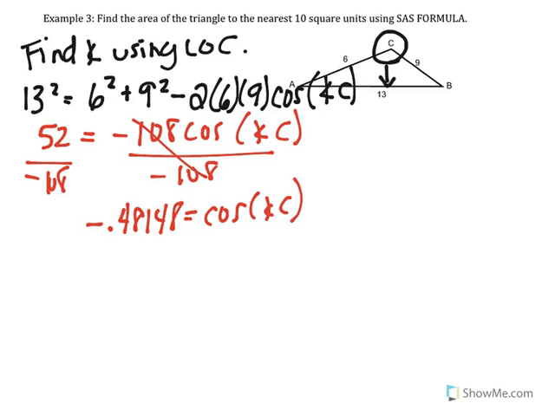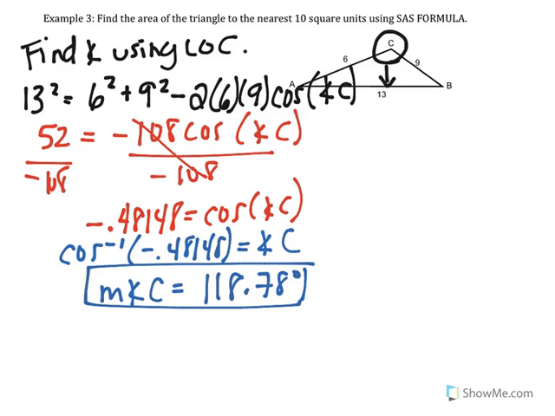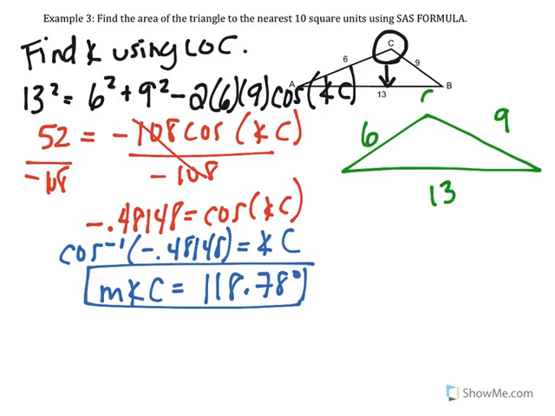And we talked about this. How do we get the angle out of the cosine? We take inverse cosine, and we'll get angle C. So the measure of angle C is equal to 118.78 degrees. Okay, but remember, this is not an answer. This is just going to help us find the area. So I'm just going to draw my triangle and what I know now. So I have sides 6, 9, 13, and the angle in between, so angle C, is 118.78. Okay? Makes sense? It's opposite the biggest side, so it's going to be the biggest angle.